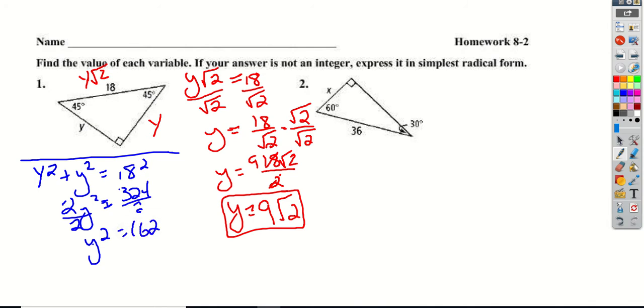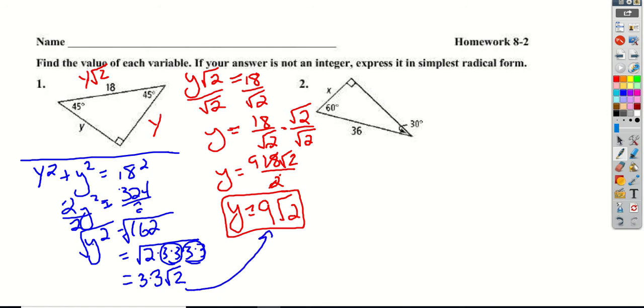All right. And then when we take the square root, we're going to break down that 162, which is 2 and then 4 3s. So each set of 3, remember the twins escape, only one survives. It gives me one 3 out front and a 2 left inside, and that's where the 9 radical 2 comes from. All right.